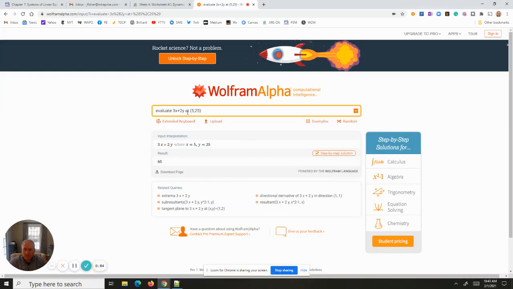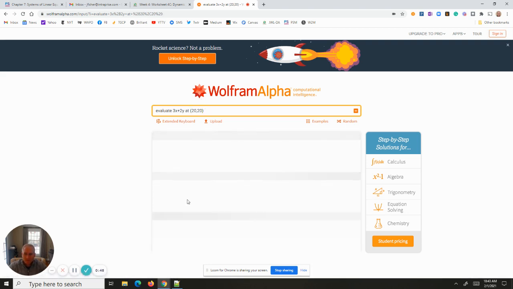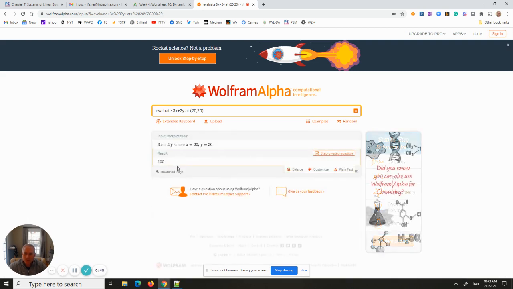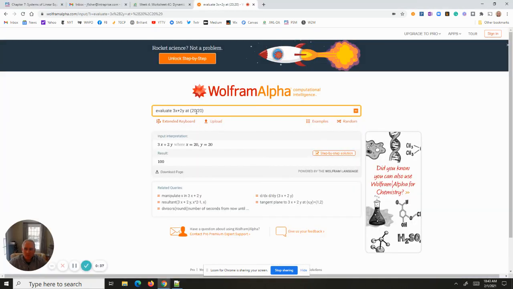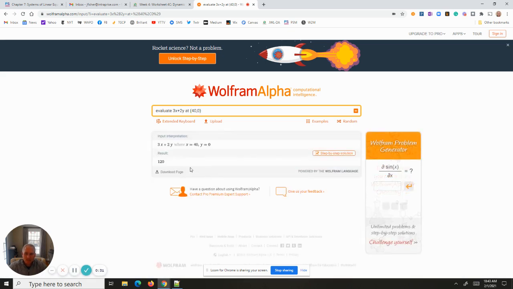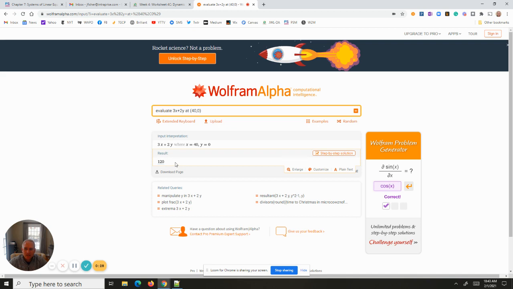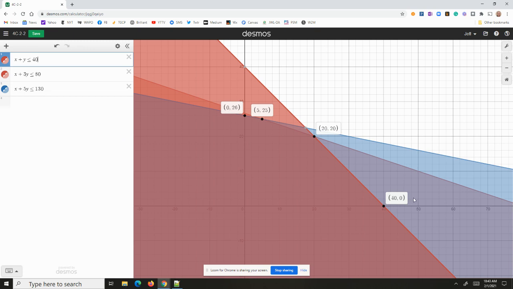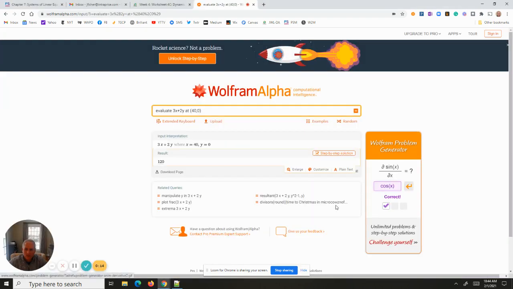Now let's look at (20, 20). (20, 20) is a point that also satisfies it, and that equals 100. And last but not least, we look at (40, 0), and that equals 120. So our maximum objective function is at the point (40, 0), where it equals 120. So this point right here is the point that represents the maximum of our objective function. If we plug in 40 and 0, we get the highest number.